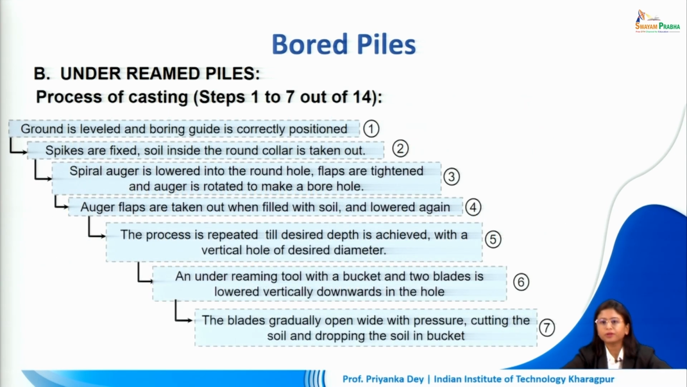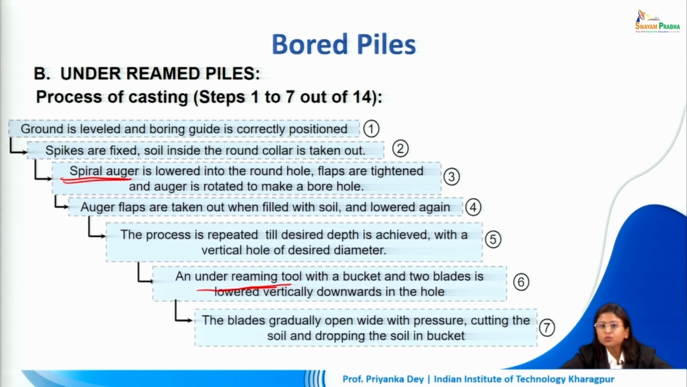So it's a very long process through which we make it. Stay with me. The ground is first leveled and the boring guide is correctly positioned. Spikes are fixed and the soil inside the collar is taken out. Now a spiral auger, which is what is going to help us create this opening, is lowered into the round hole. Flaps are tightened and the auger is rotated to bore a hole into the ground. The auger flaps are then taken out, and finally we insert into this opening an underreaming tool. This is what gives this particular pile its name. The underreamed pile foundation is named after this tool.